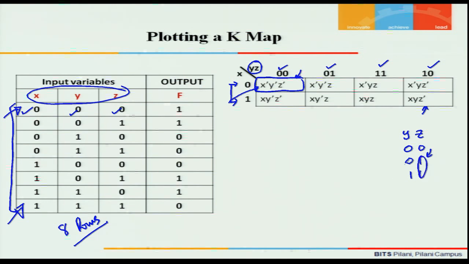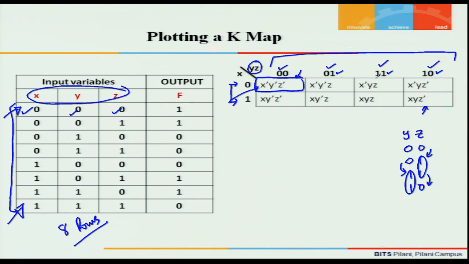So, z remains as it is, only y is changing, then we make it 1 0, y remains as it is, then z is changing. So, the way we plotted the map here is corresponding to y and z, we are going to plot 0 0 first, 0 1 next, 1 1 third and 1 0 fourth. We said adjacent squares differ in only one variable.